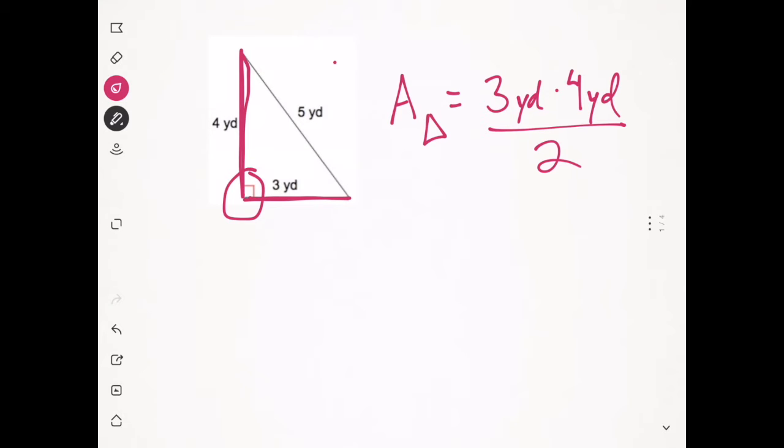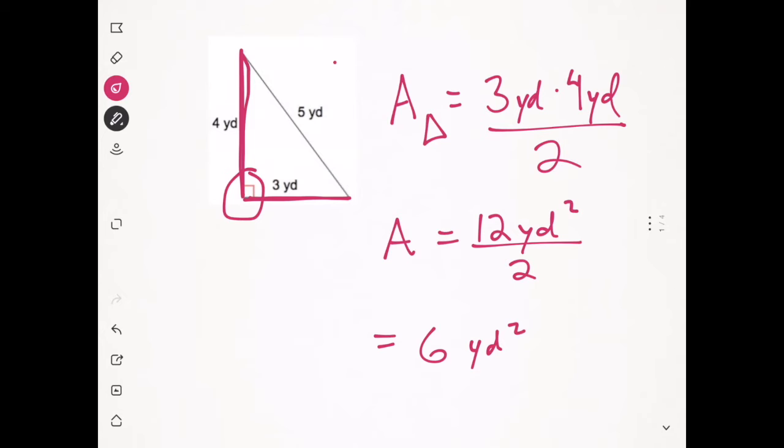We should be able to do this one in our head. 3 yards times 4 yards is 12 square yards. So the area is 12 square yards divided by 2. 12 divided by 2 gives us 6 square yards. So that's the area of this triangle. This 5, that information is not necessary in this problem if you want to find the area.